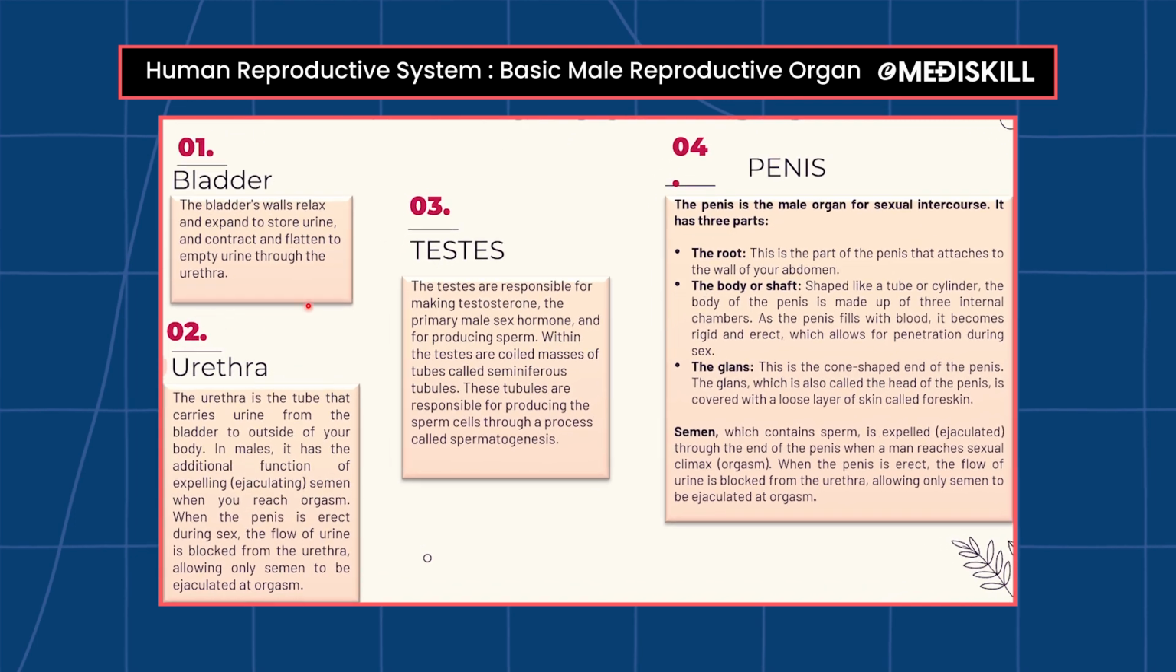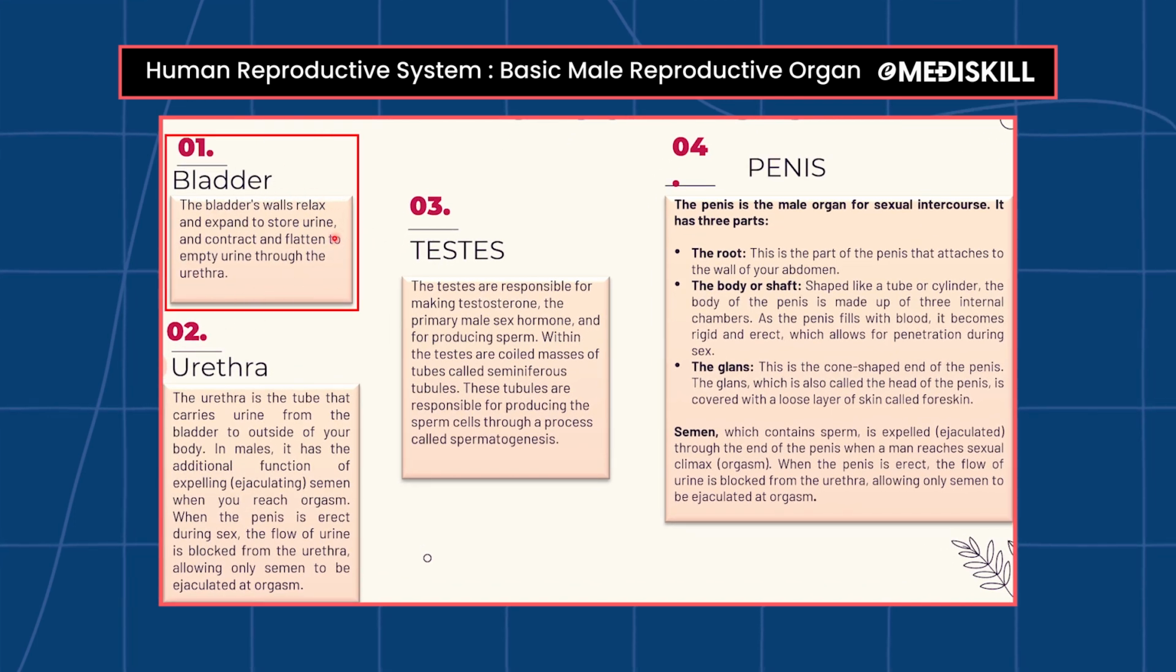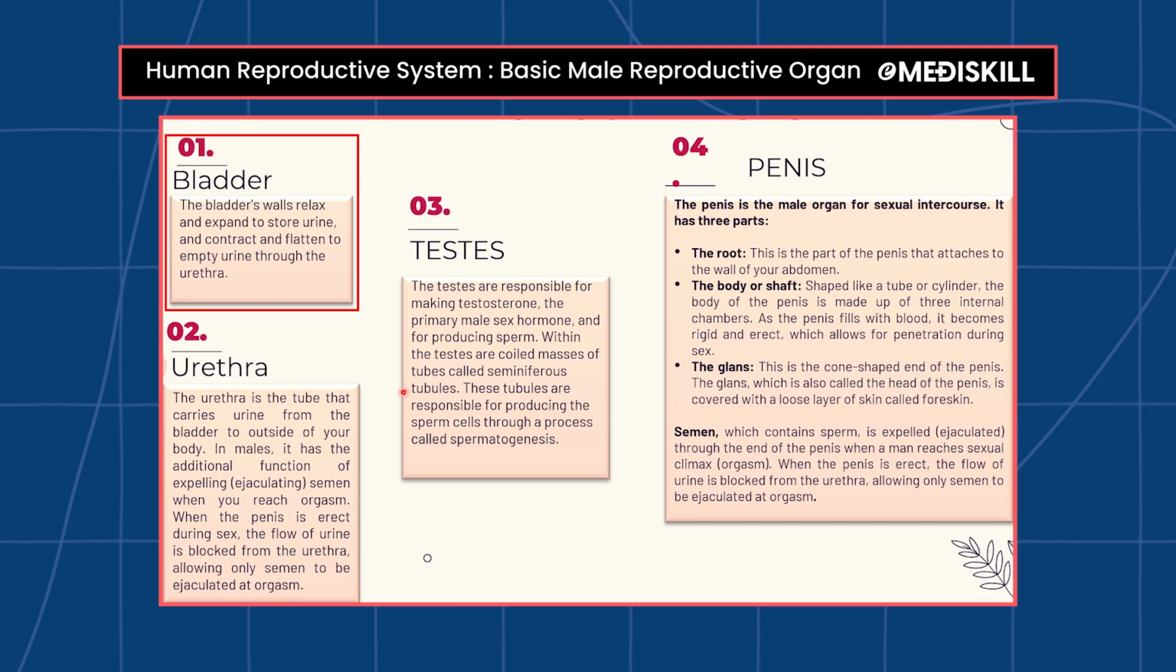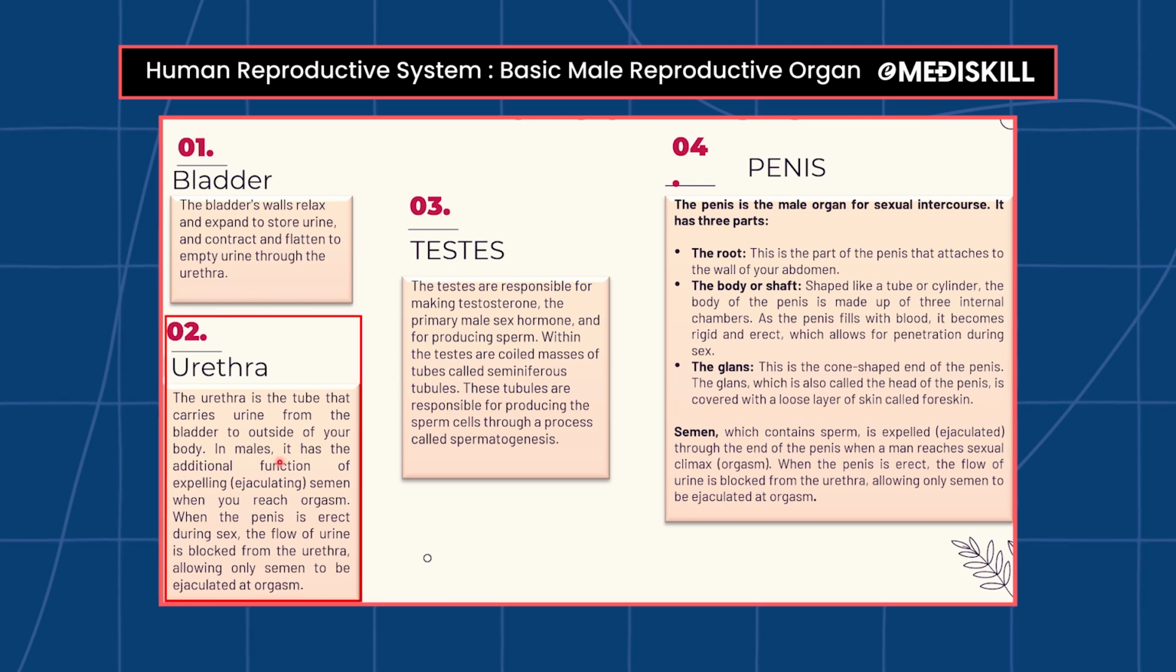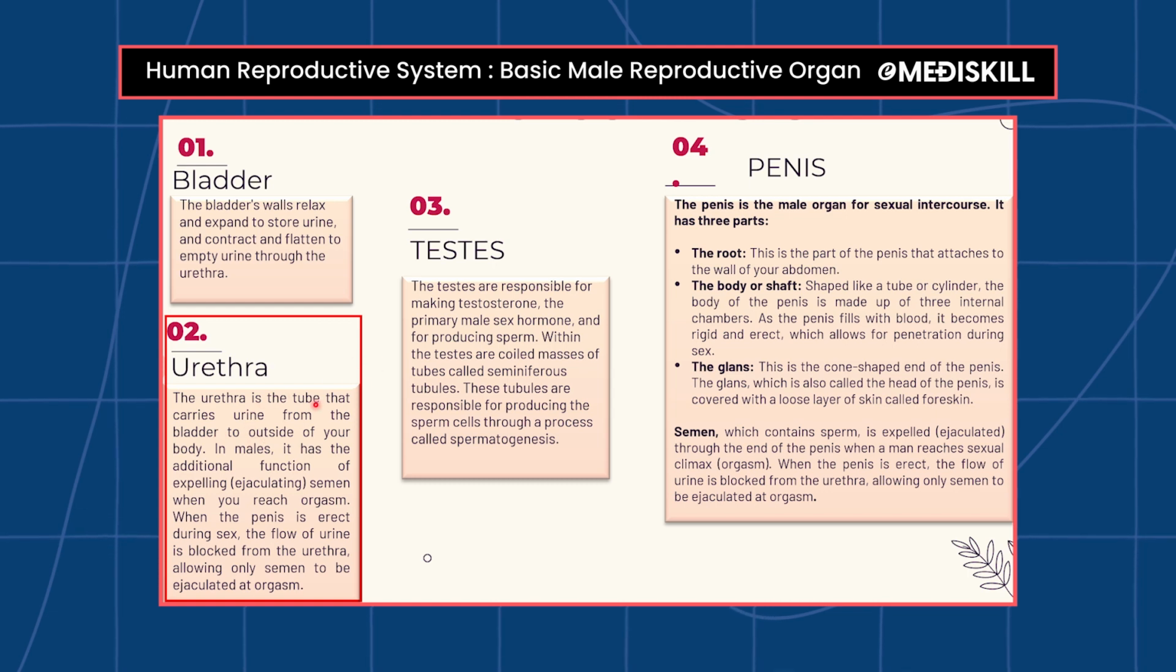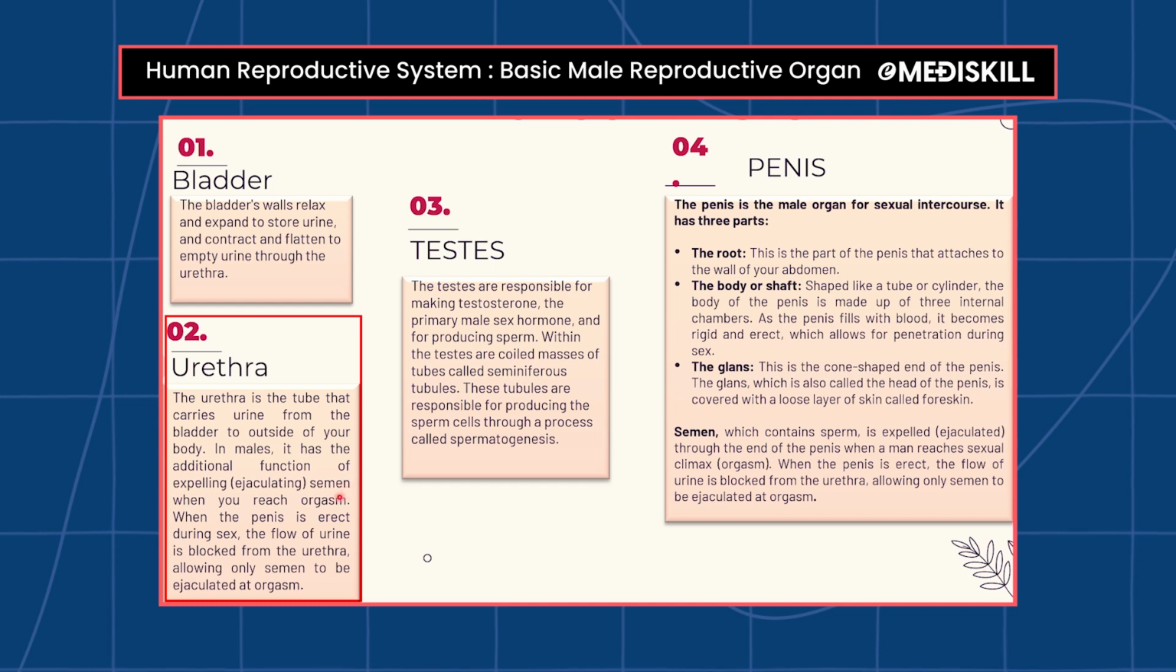So the bladder, like I showed in the first slide: the bladder walls relax and expand to store urine, and contract and flatten to empty urine through the urethra. Second, the urethra. The urethra is a tube which carries urine from the bladder to the outside of your body. In males, it has the additional function of expelling and ejaculating semen.